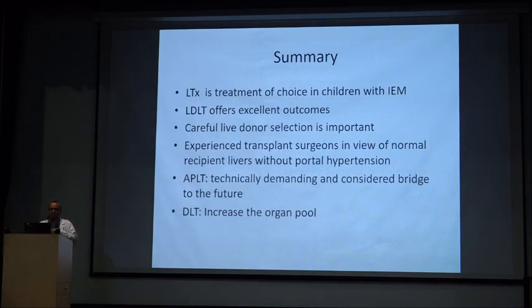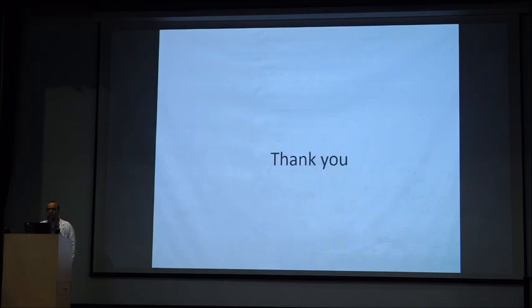To summarize, liver transplantation is the treatment of choice in children with inherited errors of metabolism. LDLT offers excellent outcomes. Careful liver donor selection is important, along with experienced transplant surgeons, in view of normal recipient livers without portal hypertension. Auxiliary partial liver transplant is technically demanding and considered a bridge to the future. Domino liver transplant definitely increases the organ pool. Thank you.